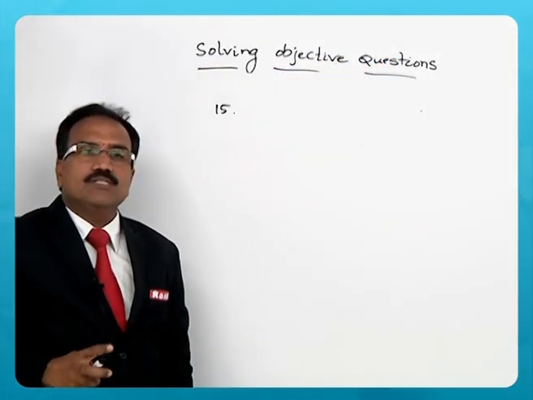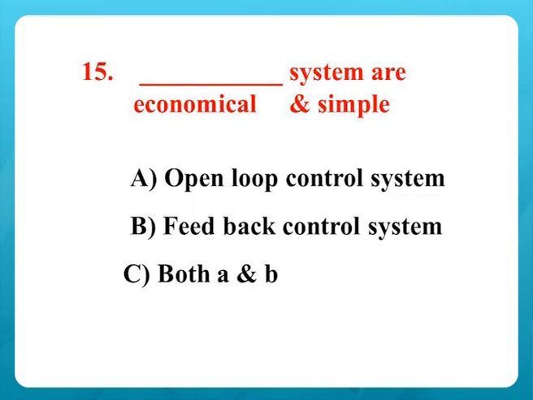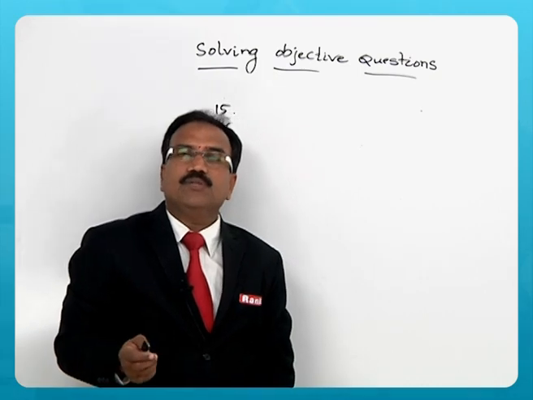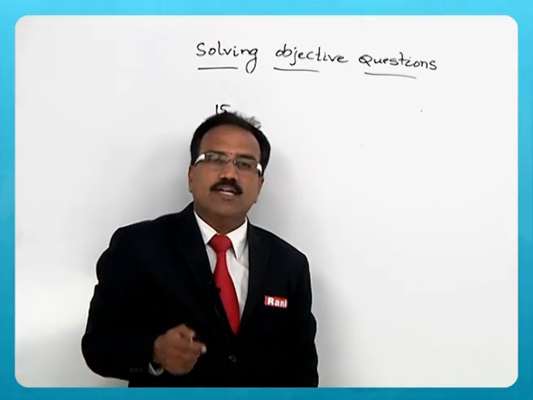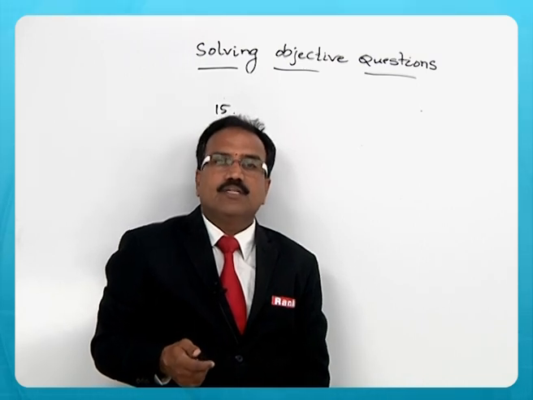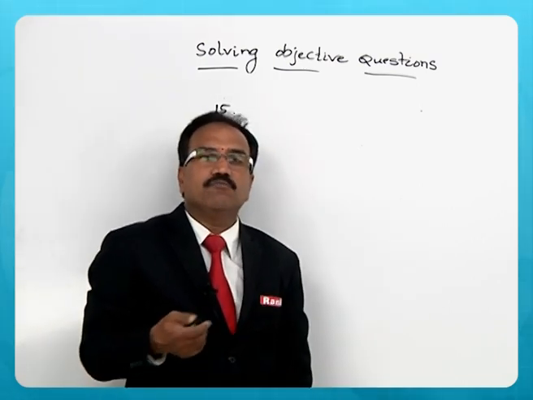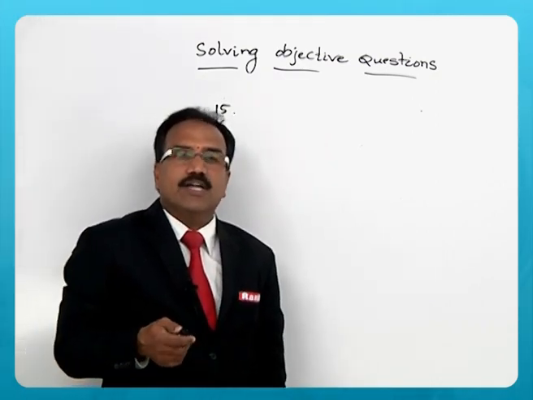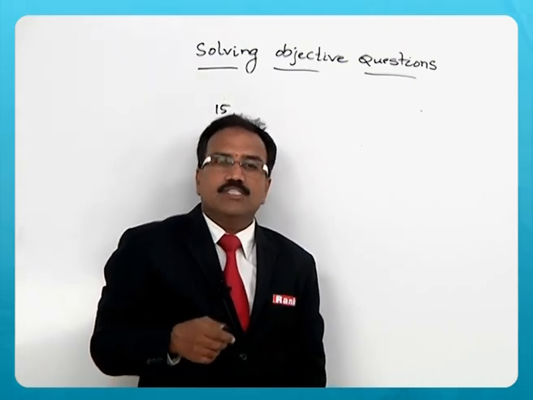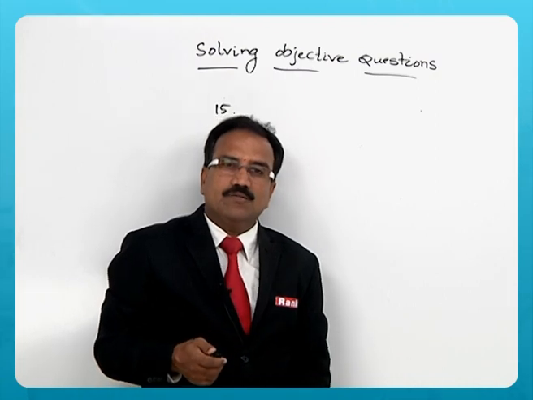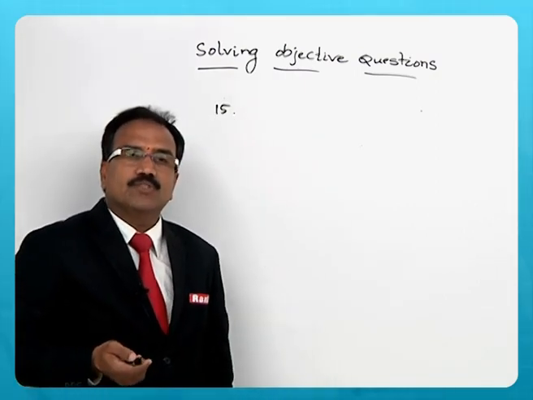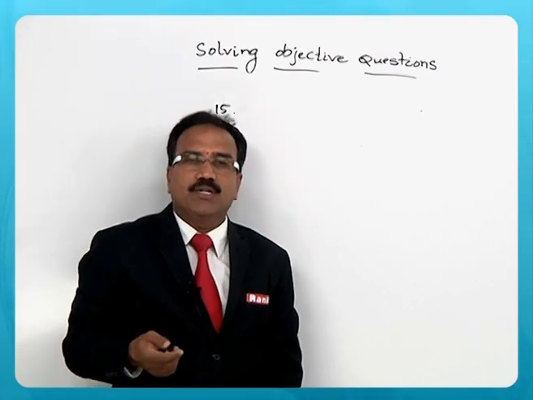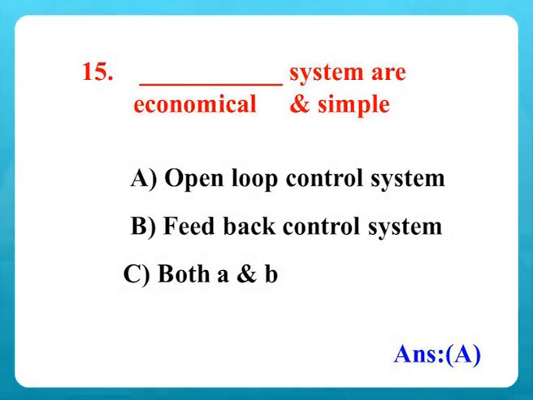Now coming to this, which systems are economical and simple? The question comes, when do we say that a system is economical? If the number of components involved in the system is less, we say that it is an economical system, and it is simple, meaning no complexity involved in this. So open loop control systems, option A is the right answer because there is no sensor in this open loop control system, no feedback measurement, etc. So it is economical as well as simple. That is the advantage of open loop control system. So option A is the right answer.